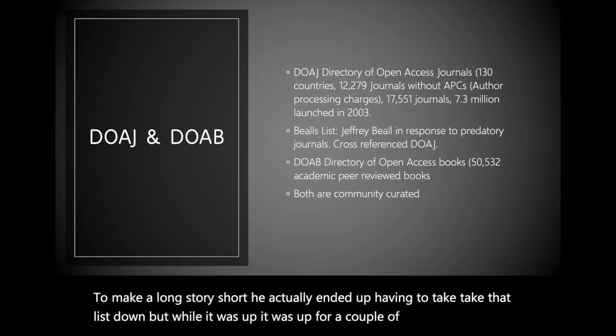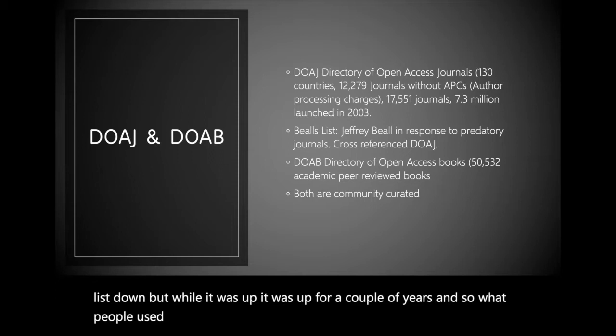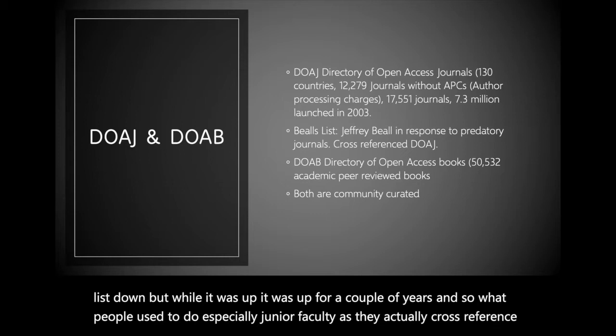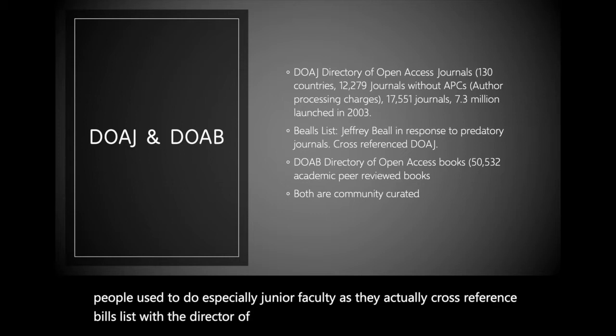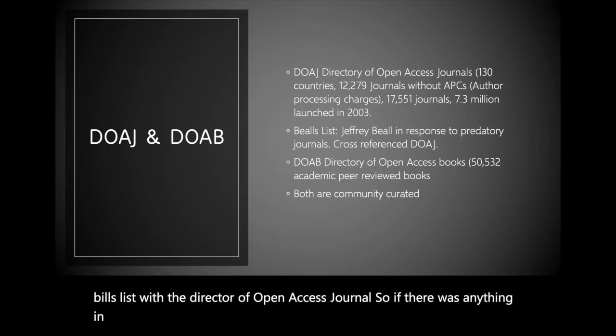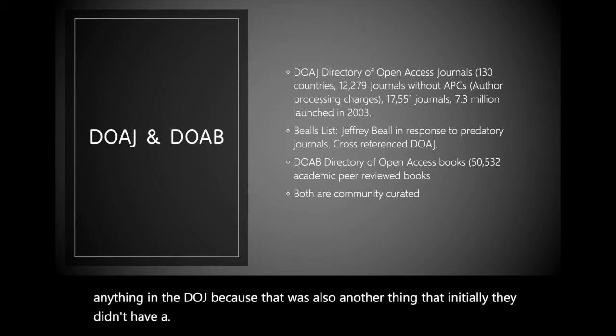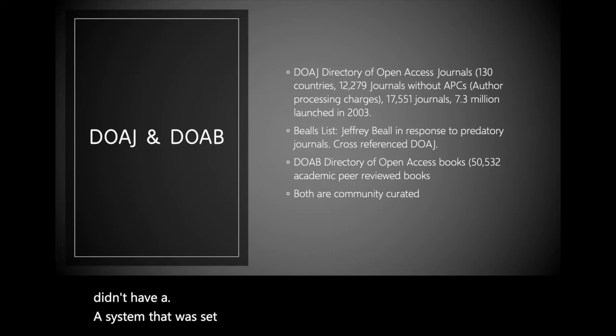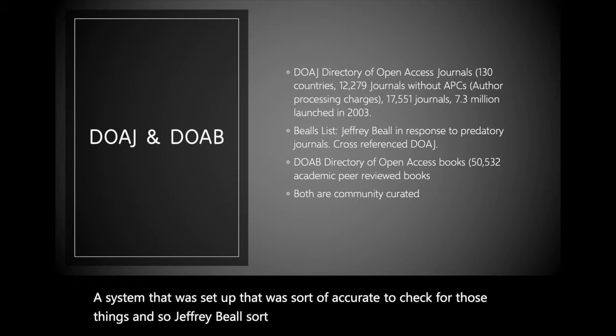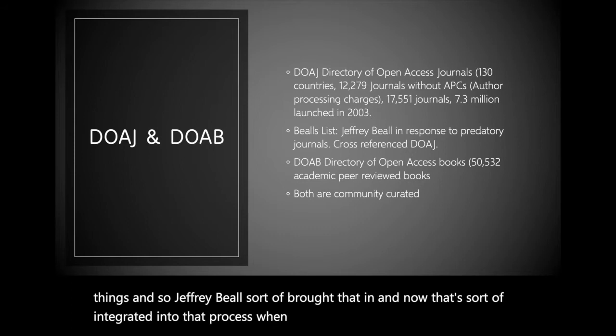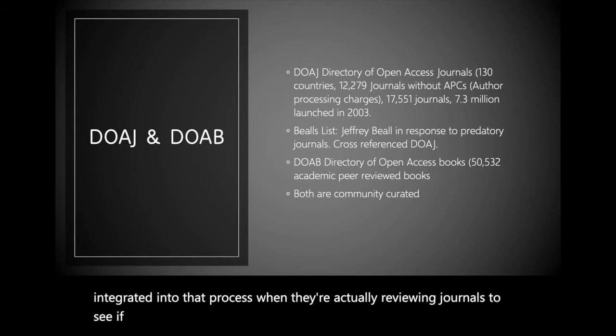And so what people used to do, especially junior faculty, is they would cross-reference Bill's list with the Directory of Open Access Journals. Initially they didn't have a system set up that was accurate to check for those things. So Jeffrey Bill brought that in, and now that's integrated into the process when they're reviewing journals to see if they're valid or not.